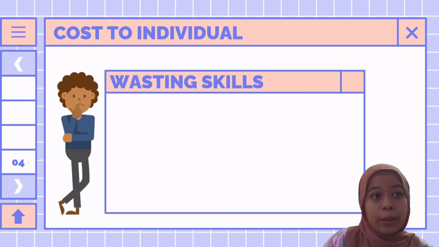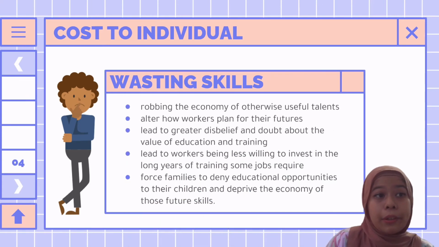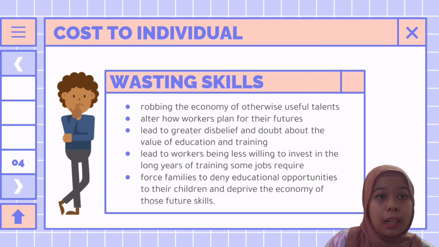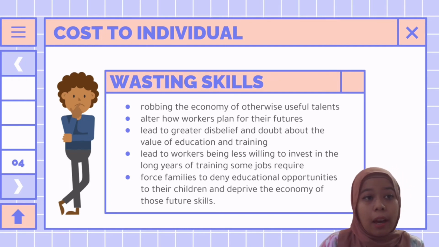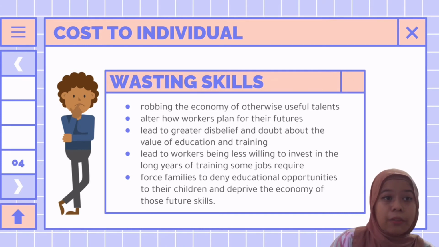Second, wasting away of skills. Unemployment can lead to a wasting away of skills, basically robbing the economy of otherwise useful talents. At the same time, the experience of unemployment, either direct or indirect, can alter how workers plan for their futures. Prolonged unemployment can lead to greater disbelief and doubts about the value of education, and training can lead to workers being less willing to invest in the long years of training some jobs require.